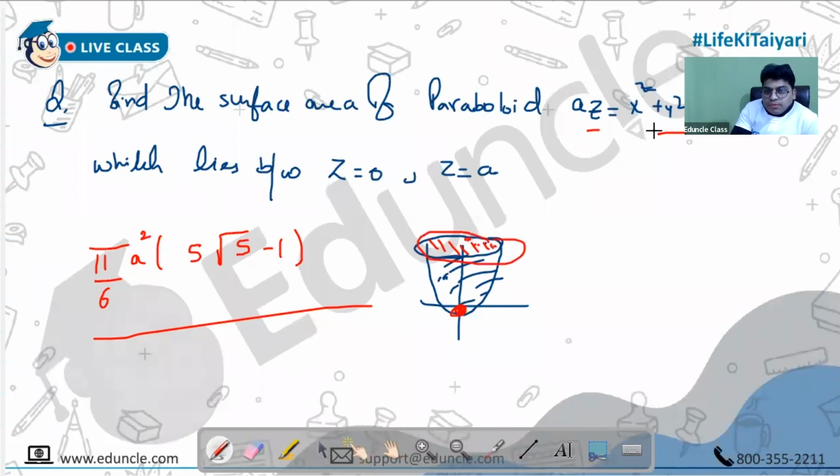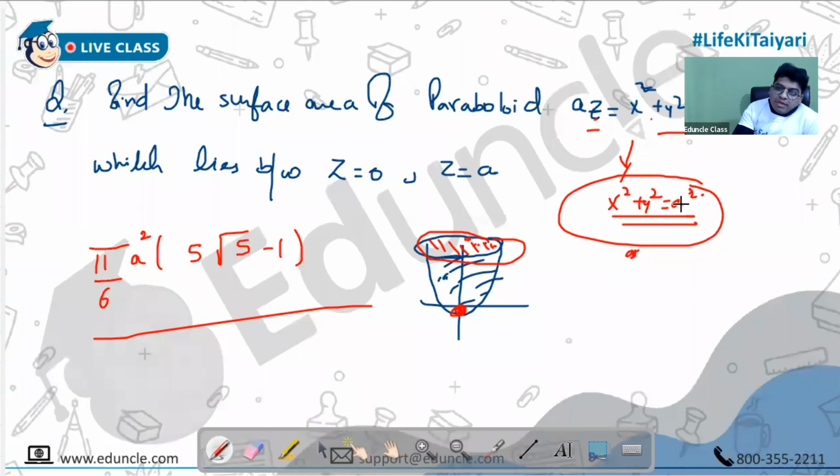This x square plus y square is equal to a square. Will give you the answer. Yes or no? Will give you the reason. Achha, will you multiply by 2? Will you multiply by 2 or not? No, sir. Because this is only upper half. Parabolic sheet is upper half. You know? Yes.